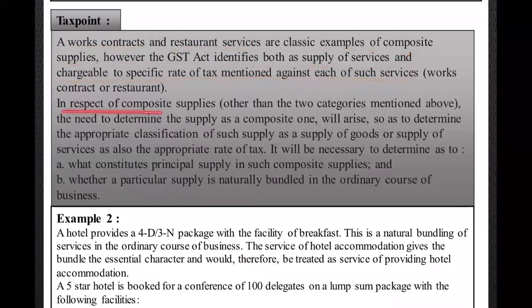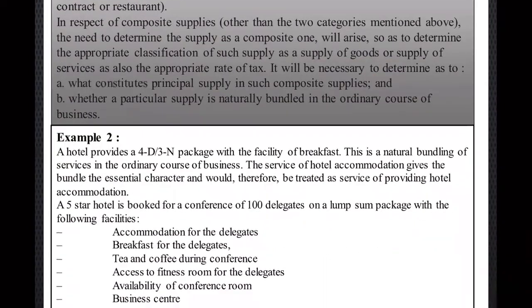In respect of composite supply, other than the two categories mentioned above, the need to determine the supply as a composite one will arise so as to determine the appropriate classification of supply as a supply of goods or supply of service, as also the appropriate rate of tax. It will be necessary to determine what constitutes the principal supply in such composite supply and whether a particular supply is naturally bundled in the ordinary course of business. Because if they are not naturally bundled, it will be a mixed supply, and the highest rate among all the supplies will be levied on the whole pack.